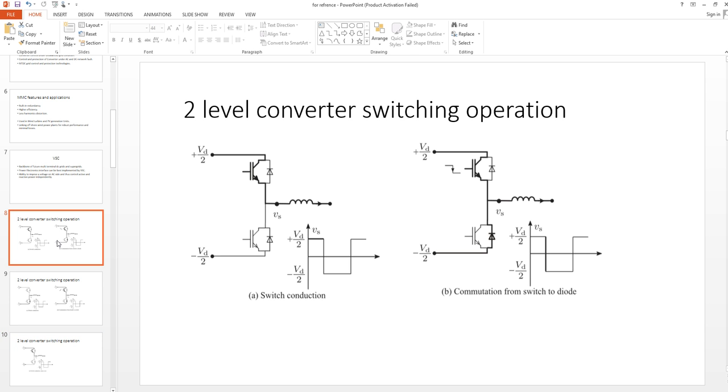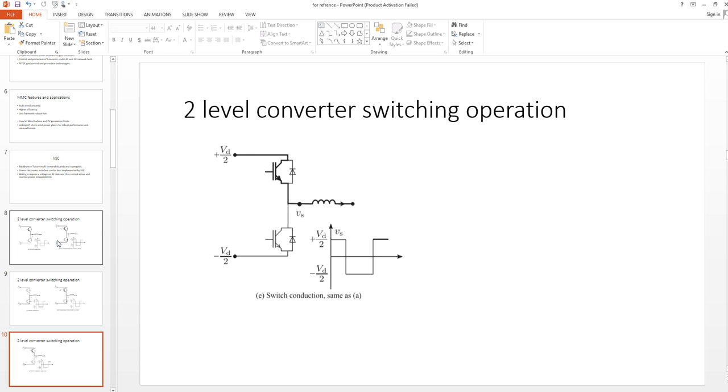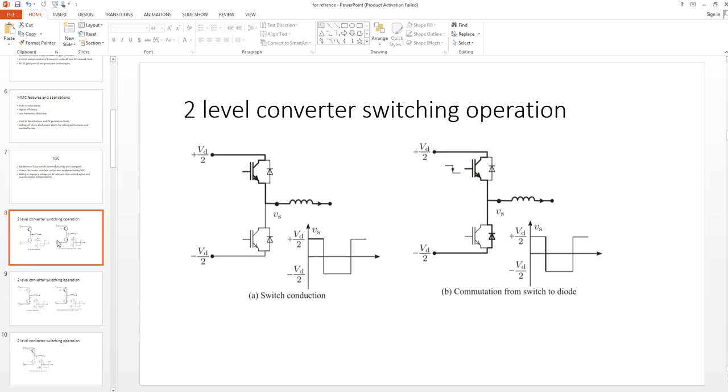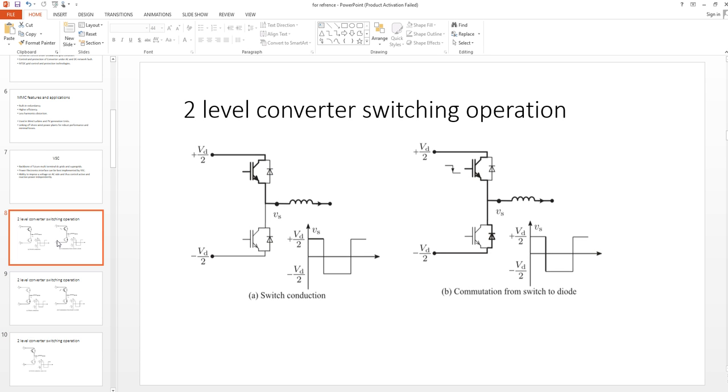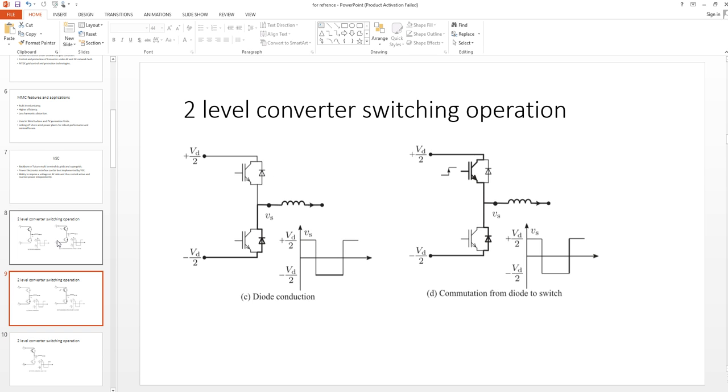So using this phenomenon, when the upper switch and the lower diode both conduct, we have either a rise in pulse or a fall in pulse. But if the upper switch is turned on, we will get plus Vd by 2, and if only the lower diode is conducting, we are getting minus Vd by 2. So this is basically the switching operation of a two-level converter.